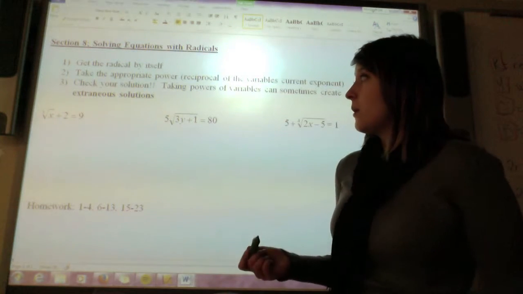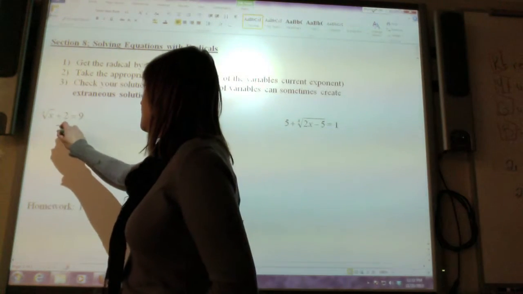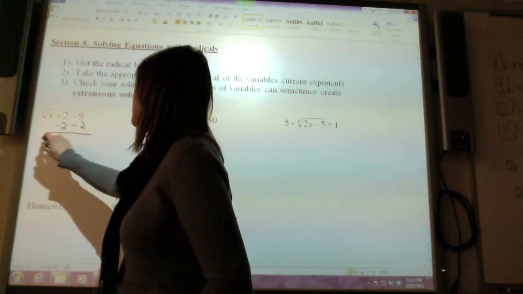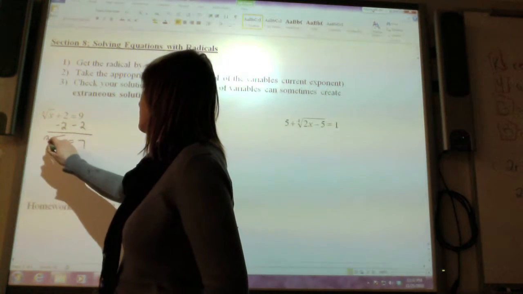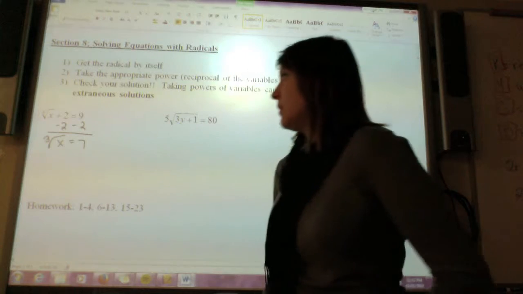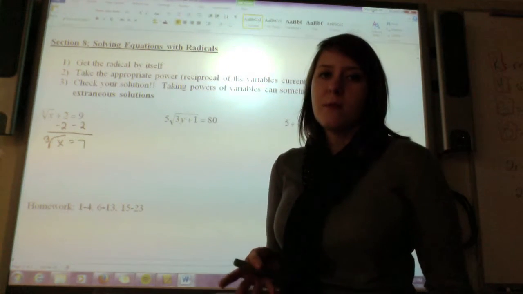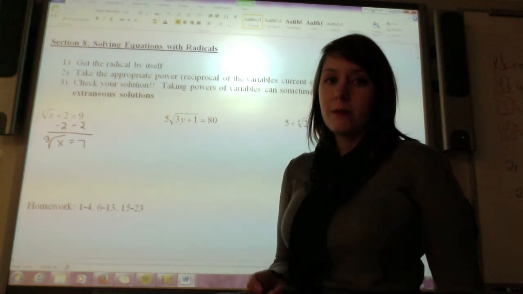Okay, so for this first problem here, the first thing I want to do is get the radical by itself. So I'm going to start by subtracting 2 from both sides. So I have the cube root of x equals 7.